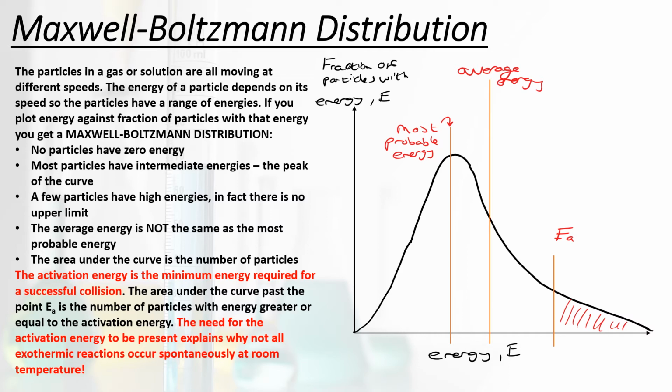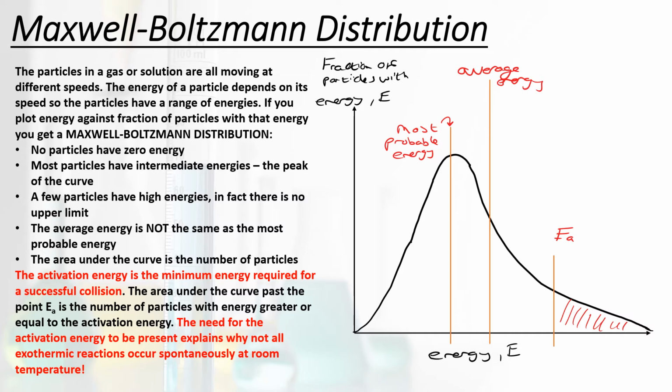Few particles have very, very high energies. And in fact, there's no upper limit. The curve doesn't ever reach the x-axis. It just goes down towards it but never reaches it. And so there's no upper limit to the energy that these particles can have.